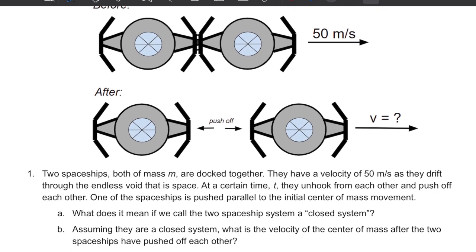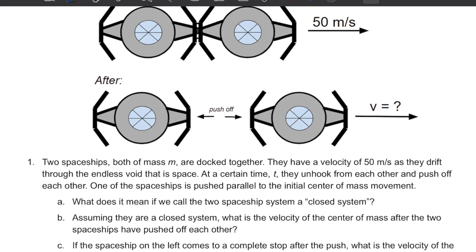Momentum and pulse, conceptual questions. We have two spacecrafts that are moving together at 50 meters per second, and at some time point they're going to separate. Their mass is designated as m each, and they have an initial velocity of 50 meters per second.